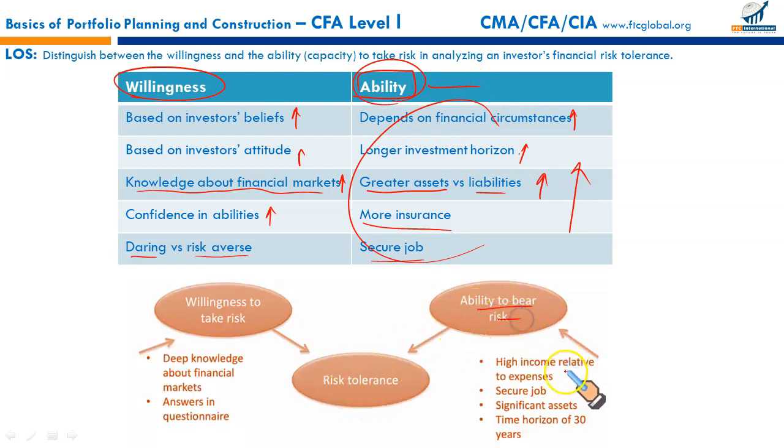Ability to bear risk: higher income relative to expenses, a secure job, significant assets versus liabilities, a time horizon of 30 years. So this shows the investor has the ability to bear risk. And willingness to take risk: deep knowledge about financial markets, and the answers to the questions we discussed in this point. They combined give the total risk tolerance of the investor.